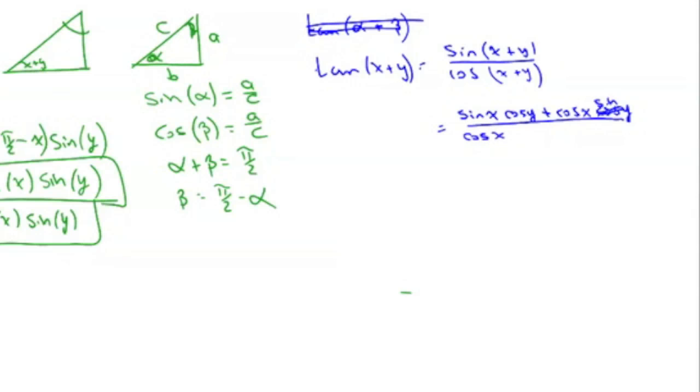Cosine in the bottom gets cosine x cosine y minus sine... You get this ugly mess, which tells us absolutely nothing. We know what our goal is. Our goal is we want a formula that has tangent of the sum of the angles.